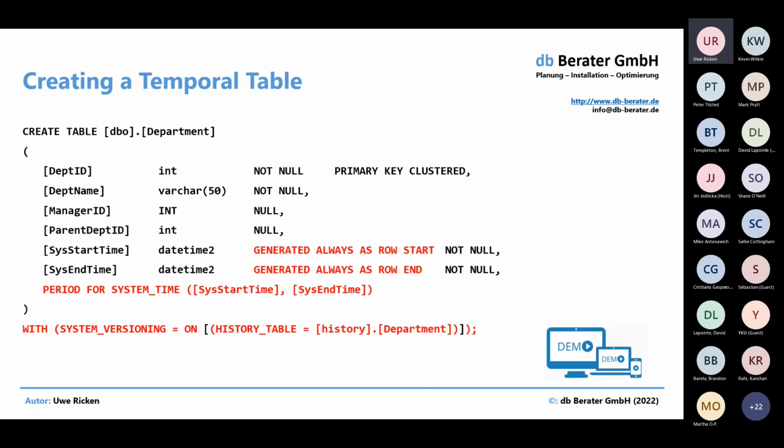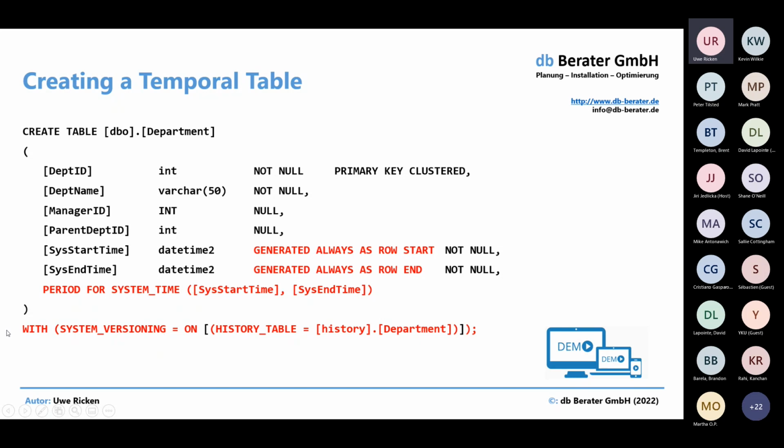So how can you create a temporal table? That is very simple. The only thing you need to take into account is that you have two additional columns for the start and the end time, and you define them as generated always as. The row start means the point where the validity begins, and the row end is the timestamp when it is not valid anymore. The next step is to say that these two columns are the period for system time, start and end.